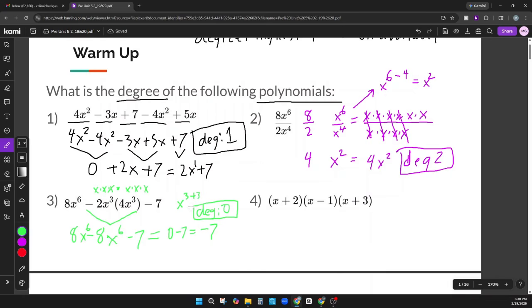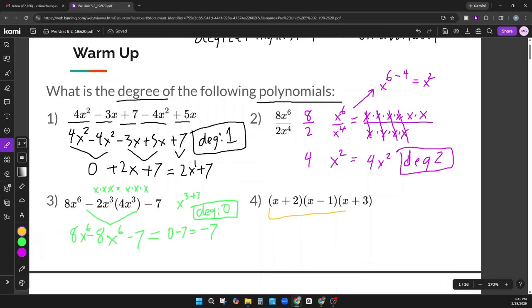Number 3 is degree 0 because we have no variables left. All our variables canceled, so there's no power to take a degree from. So that's why we're going to have degree 0 here. Okay? Let's go with number 4.